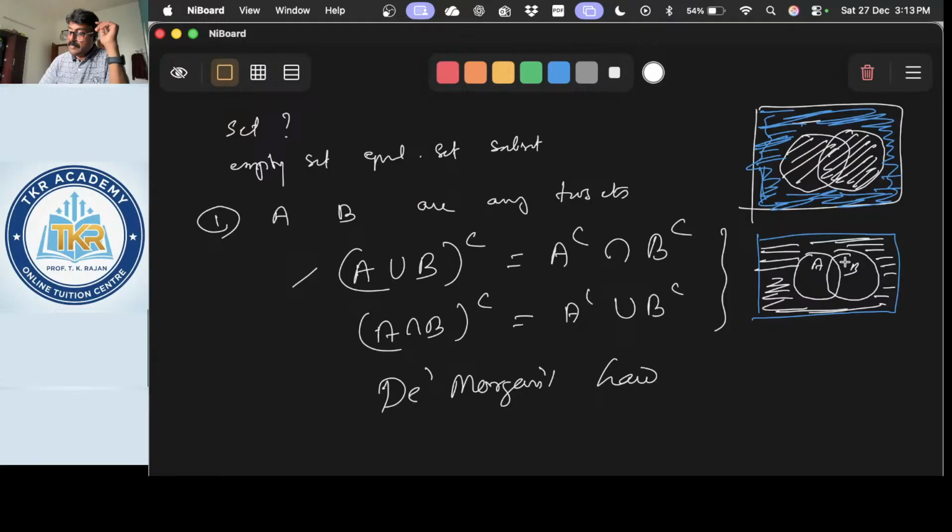A complement means you have to consider this white part also. Then what is B complement? B complement I am shading with the green part. Their intersection, the common area, I shade with the yellow part, this part. This is their intersection. Green and white is the same as the blue shaded here. So (A union B) complement is A complement intersection B complement.